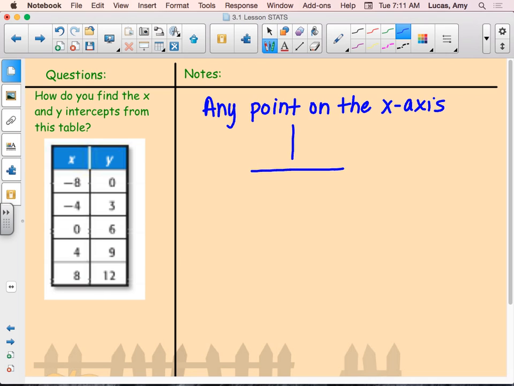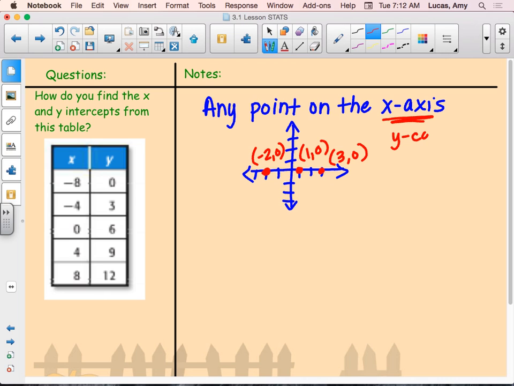So if I just draw a little sketch and I put some points in that are on the x-axis, I want you to think about their coordinates. So if I put a point right here on the x-axis, that would be 1, 0. If I put a point over here, it would be 3, 0. Over here, -2, 0. So what those points have in common, if the point is on the x-axis, they have a y-coordinate of 0. So you can see that in the table. The y-coordinate of 0 gives us an x-intercept of -8.